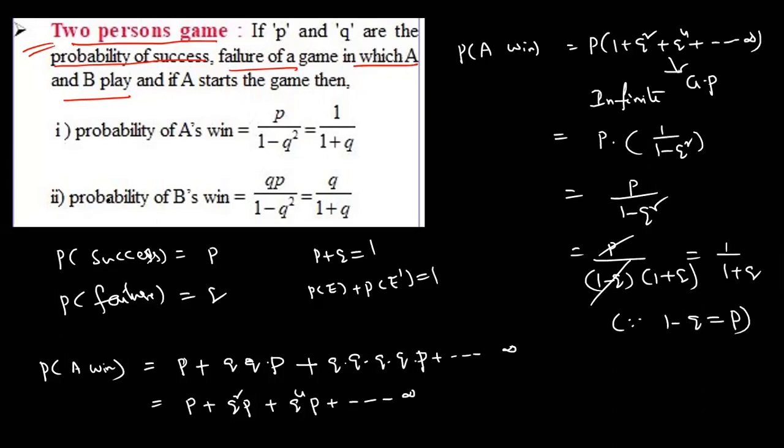So similarly apply for the probability that B wins the game. That's all. Take the screenshot. I am proceeding to the next slide.